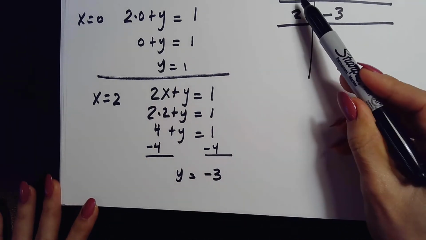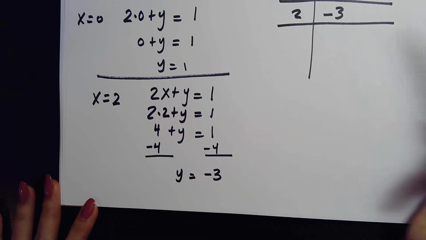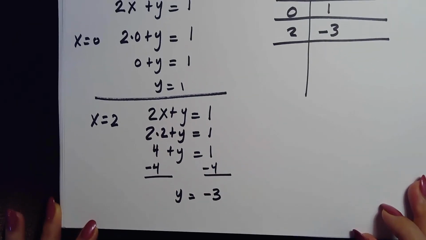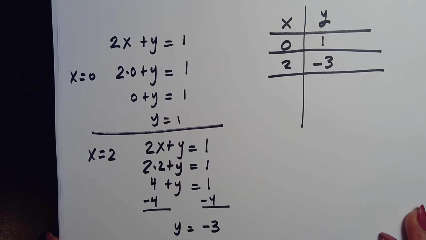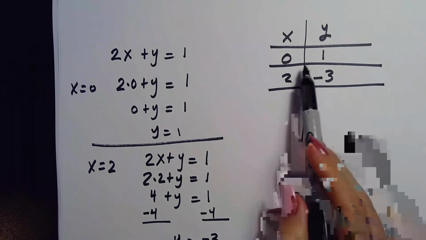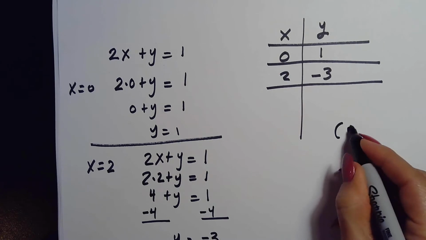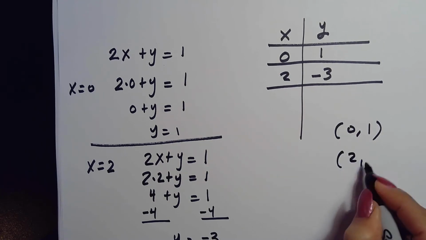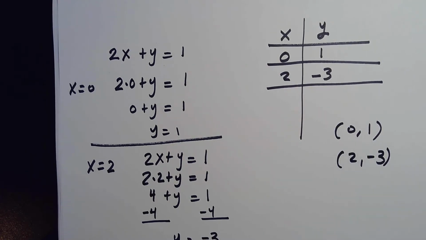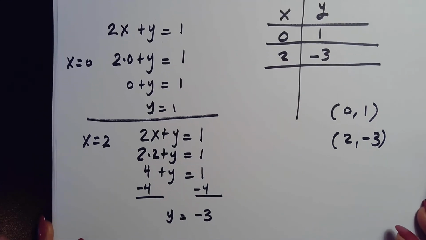And so now you have these 2 points, (0, 1) and (2, negative 3). So you can plot those points. Let me lower it. So now you have these points, (0, 1) and (2, negative 3). So you can use these points to graph the line now.